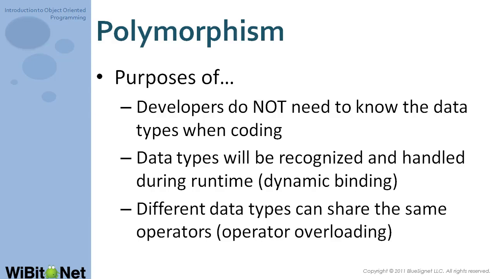So data types will be recognized and handled during runtime, which is dynamic binding. And different data types can share the same operators, which goes back to operator overloading. Dynamic binding is a very important concept to understand, which we will explore more in depth when we get to C++. It is the basis of understanding how polymorphism works during the runtime flow of a program.